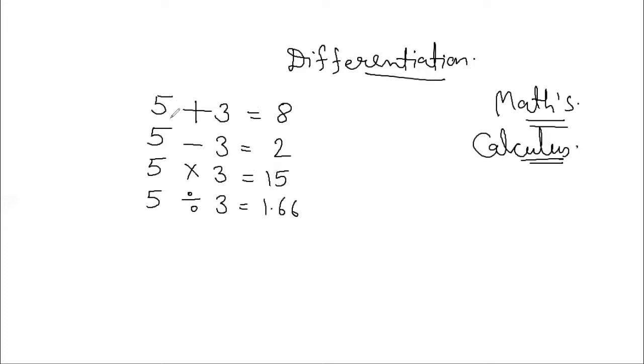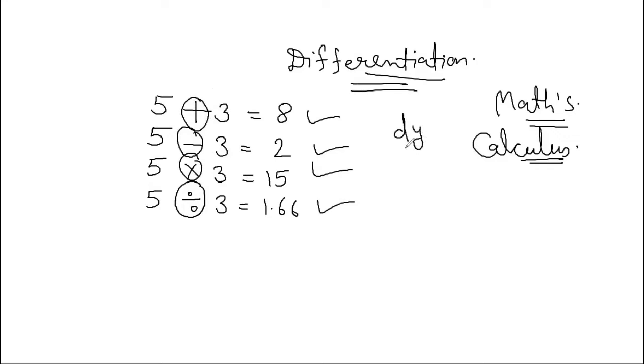So do you see, the numbers are the same, but the signs are different. Positive, negative, multiply and divide, and because of the signs, the answer is always going to change. So don't you think the signs are very, very important in every question? That is how differentiation also has one particular sign, and that sign is called dy over dx. That is the sign of differentiation. Is that clear? Now I will tell you how.